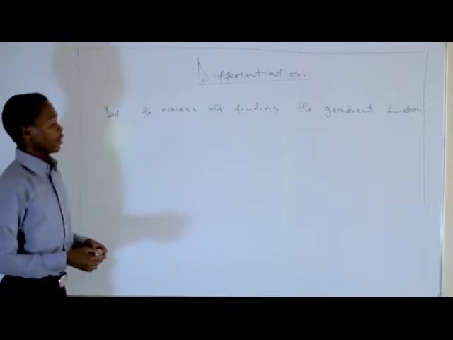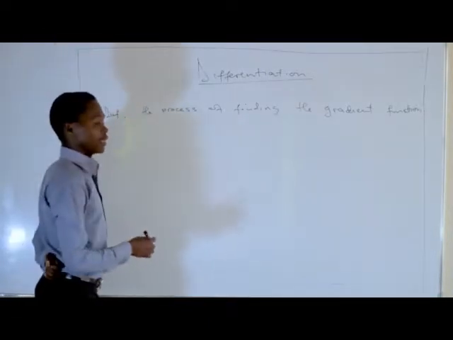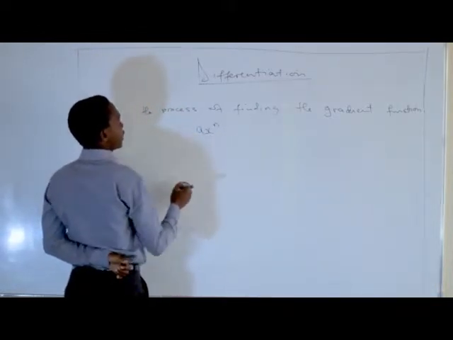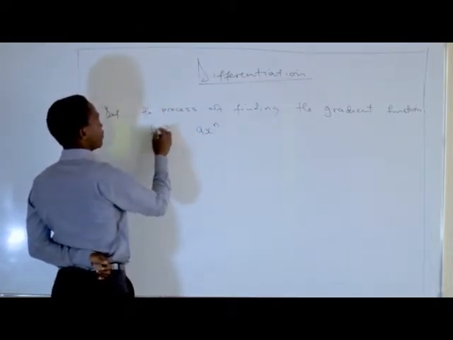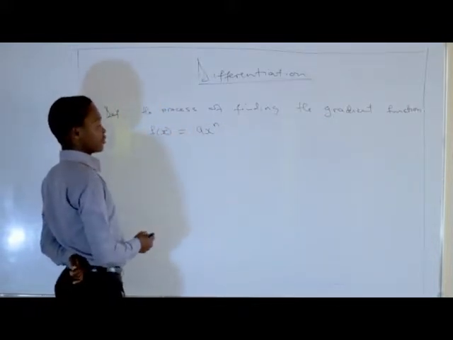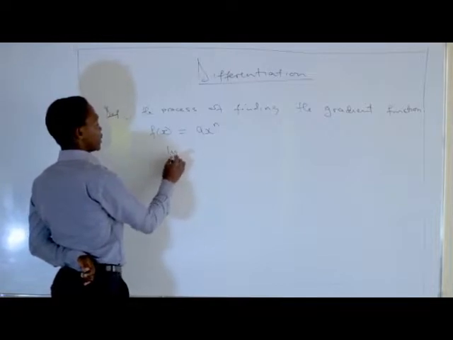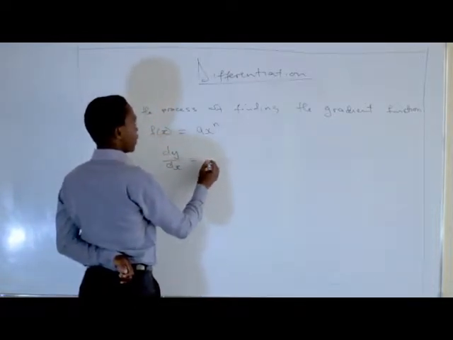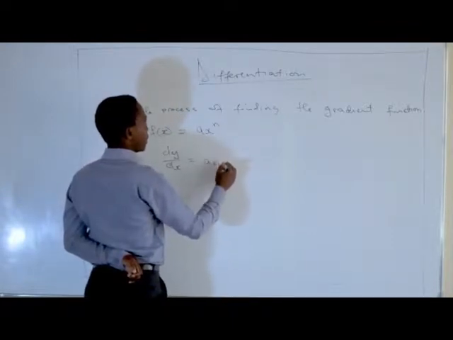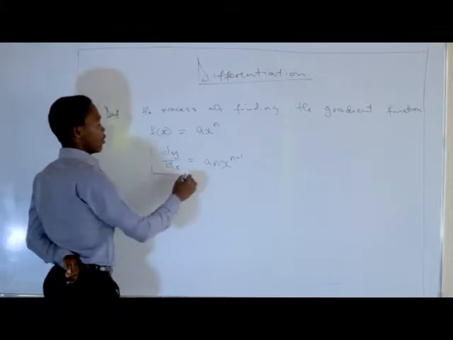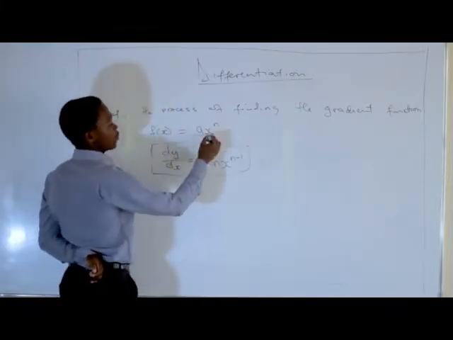So we are going to start by differentiating any polynomial of the form ax to the power n. If we have any function, for example, f of x is equal to ax to the power n, the general rule that we use for differentiating gives us that dy over dx, which is the gradient function, should be equal to a multiplied by n multiplied by x to the power n minus 1. So this is the general rule for differentiating any function of this form.